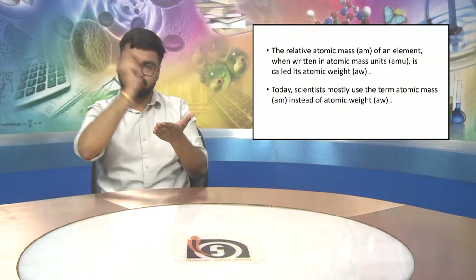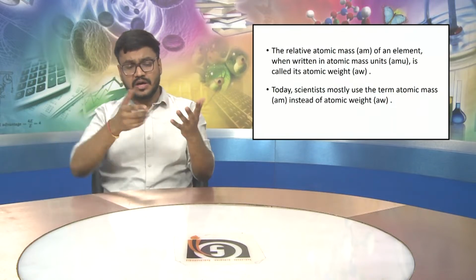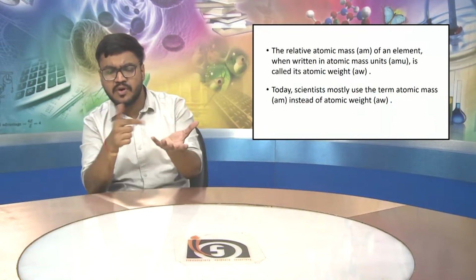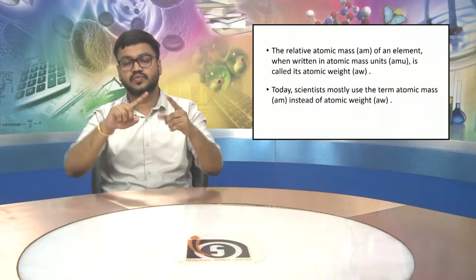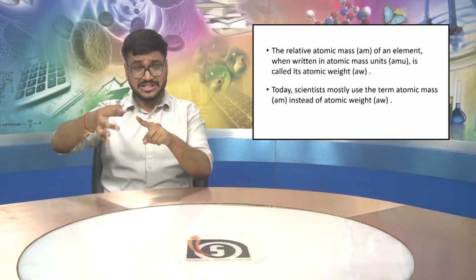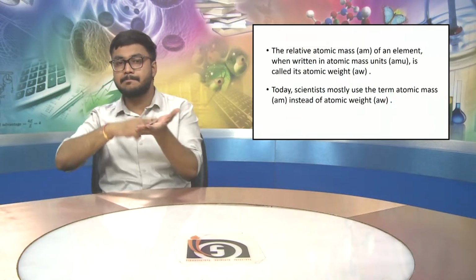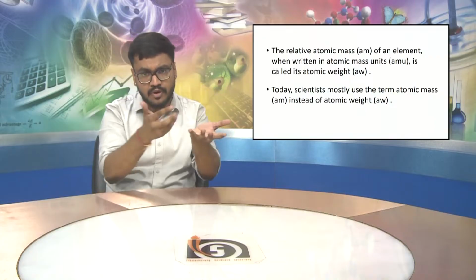The relative atomic mass of an element, when written in atomic mass unit, is called its atomic weight, which is AW. And today, scientists mostly use the term atomic mass instead of atomic weight.